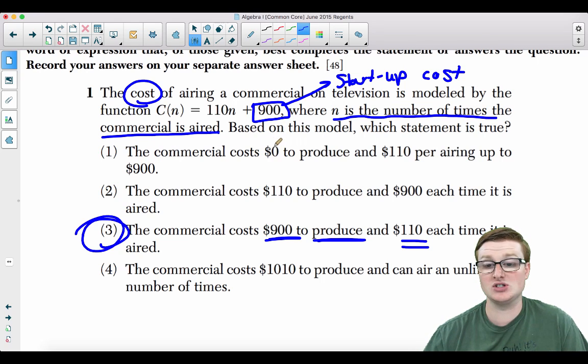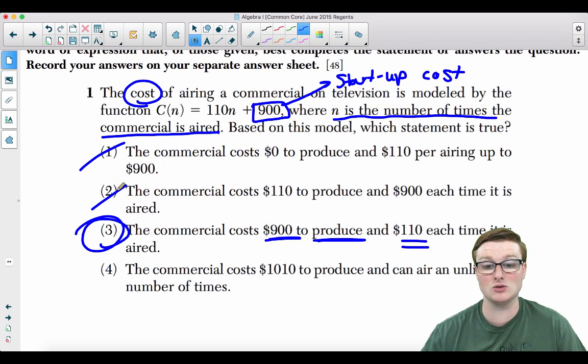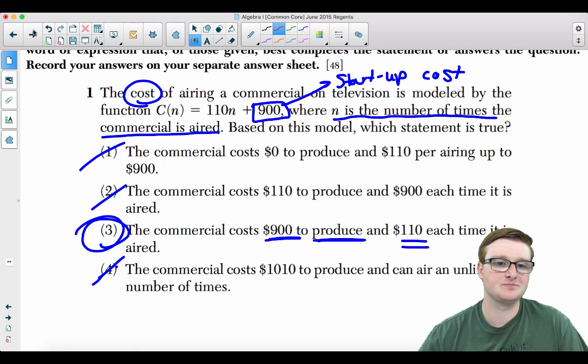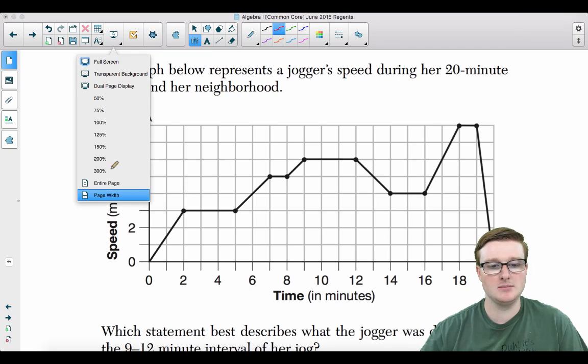Choice 1 says the commercial costs $0 to produce. Yeah, okay. The commercial costs $110 to produce and $900 each time it is aired. That doesn't make any sense because $900 is its constant. That's its standalone cost. And the commercial costs $1,010 to produce and can air an unlimited number of times. Let me tell you something. If a commercial was aired an unlimited amount of times, the news business would not be in business. So that answer makes no sense. Moving on to number 2.